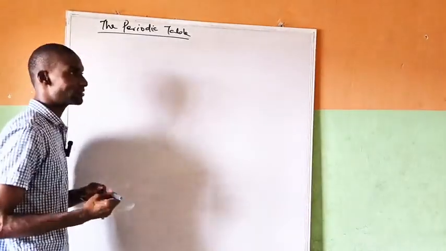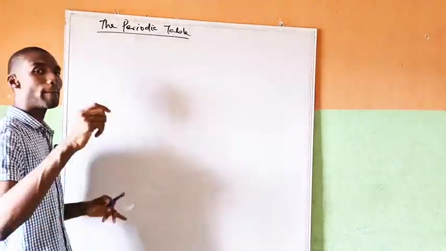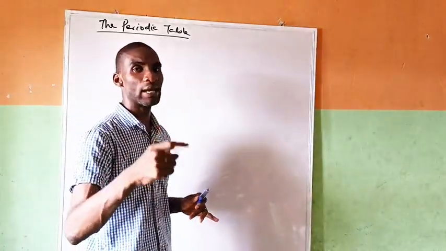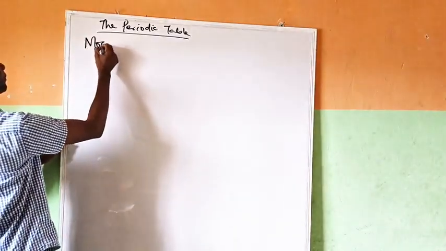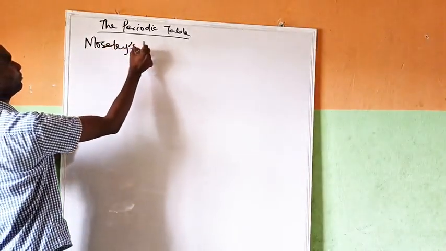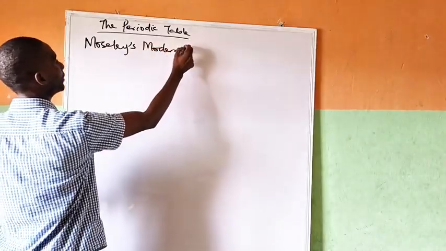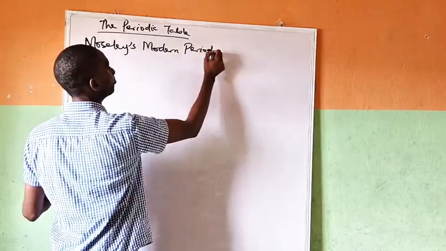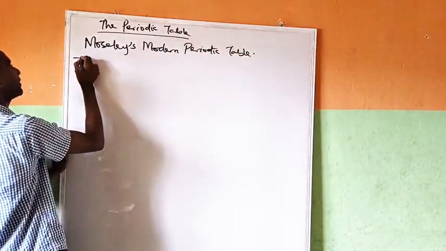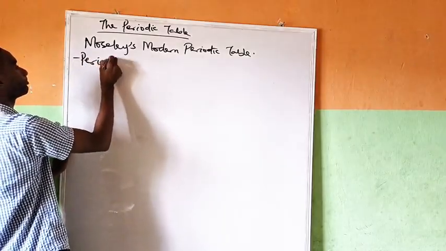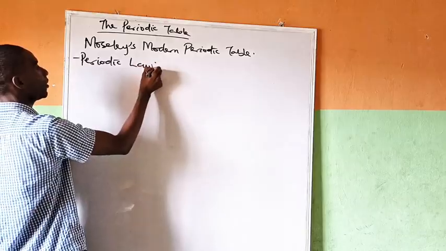So I'm going to start. So we're talking about Moseley's modern periodic table. According to this table, the first thing is the periodic law. So what is the periodic law?